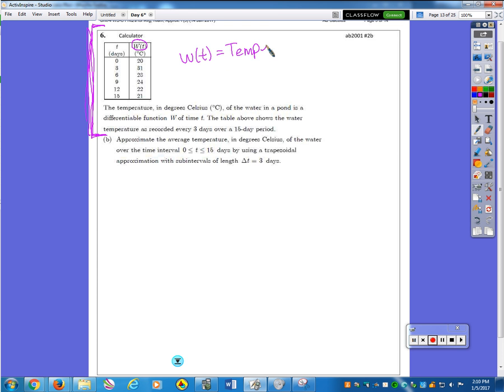So W of T is the temperature. We're supposed to find the average temperature in degrees Celsius of the water from time 0 to time 15. So I write down average value of W of T for T equal 0 to T equal 15.